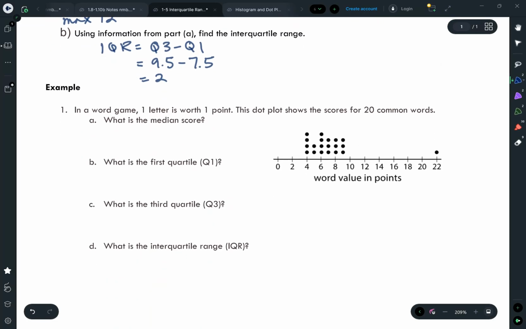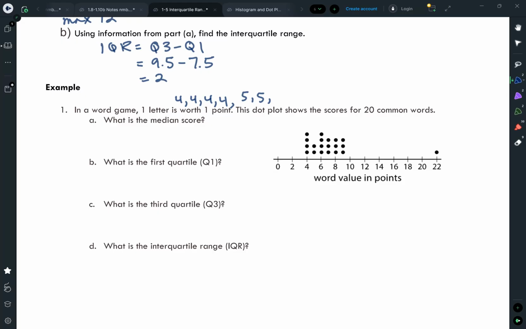We're looking at another dot plot. Number 1, it says 1 letter is worth 1 point. The dot plot shows the scores for 20 common words. What is a median score? So we're going to start out by making a list again. It looks like I have 4 4s. So 1, 2, 3, 4. I have 2 5s. I have 4 6s.